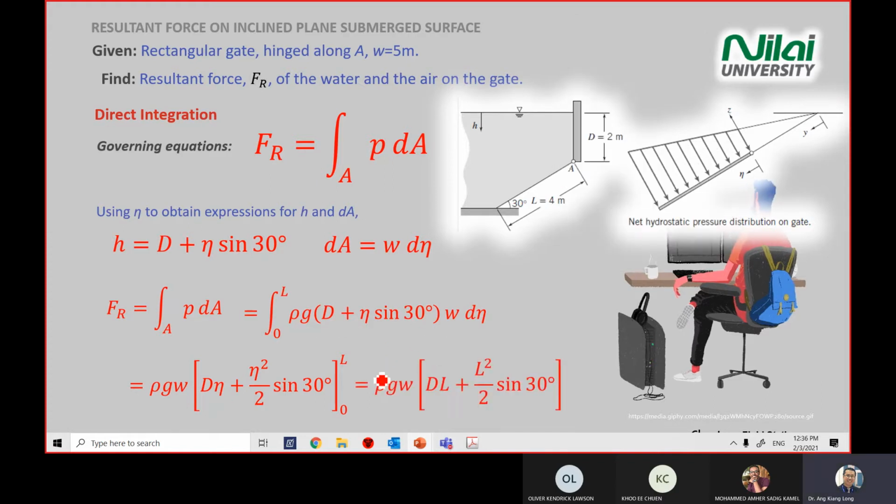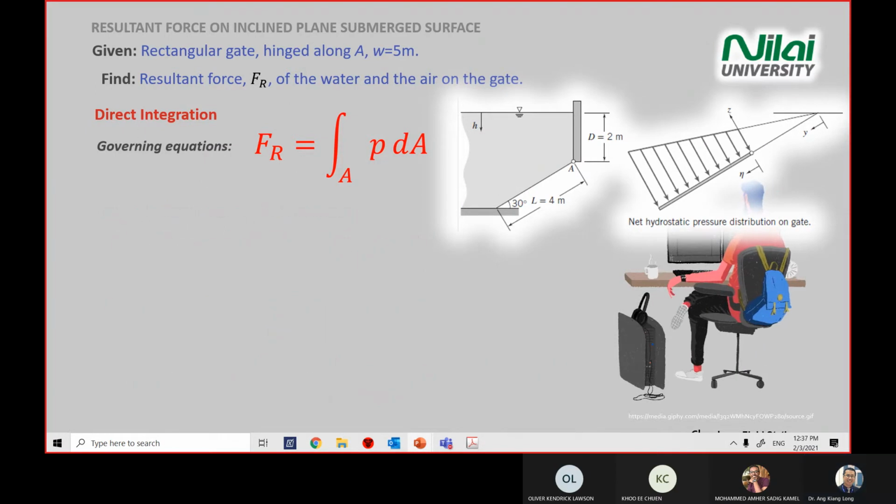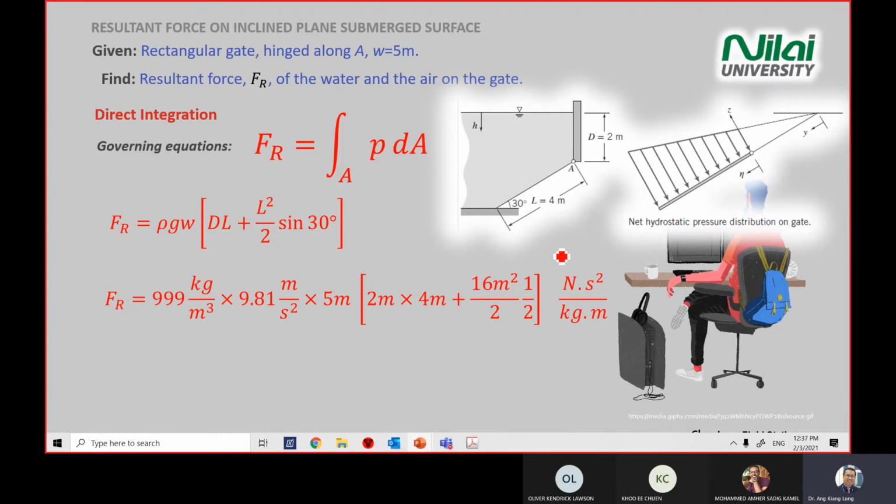Okay, we move forward. At the end, you will get your resultant force equal to rho g w times dL plus L squared divided by 2 sine 30 degree. So this is the equation for our FR, or resultant force. I think nothing complex here. The rest is just substitution of your values, so I also do the steps for you.